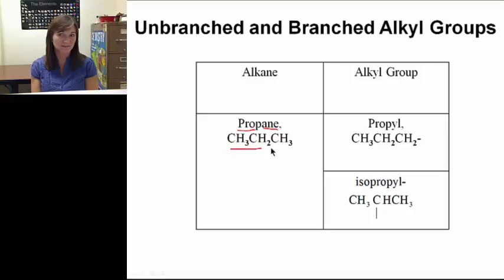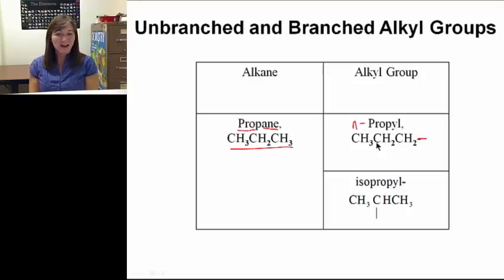So here's propane. If I remove this hydrogen on the very end, and so it becomes a CH2, and this dash is where it bonds to the longer chain. This is just simply called propyl. Sometimes you'll see it with an N in front of it, N-propyl, but we won't be using the N.